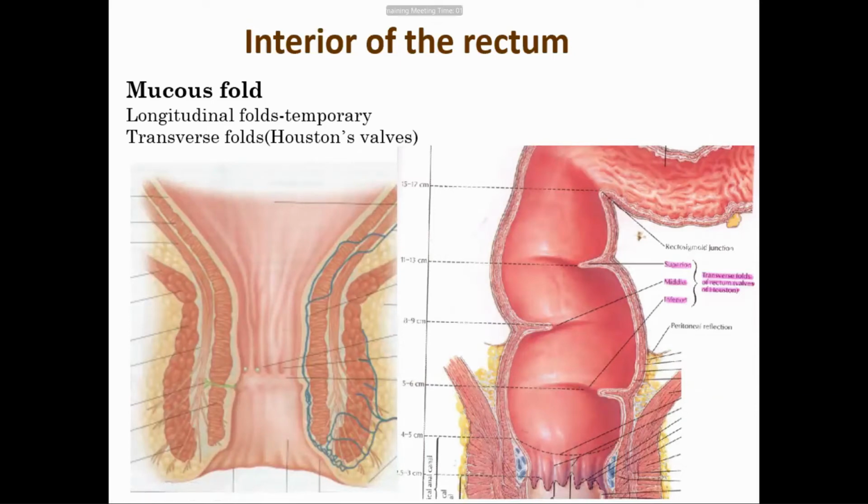The middle rectal valve is the important rectal valve. To prevent damage to the middle rectal valve, the instrument has to be passed towards the left lateral wall of the rectum, because this middle valve is present in the right lateral wall of the rectum. Clear?